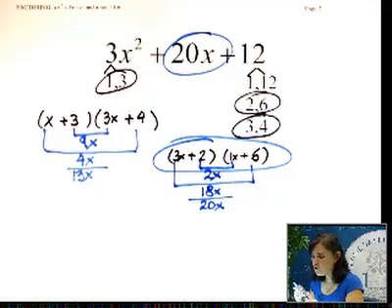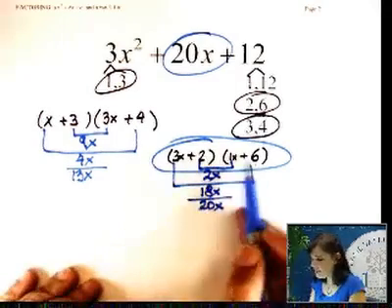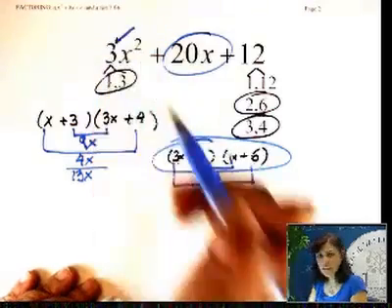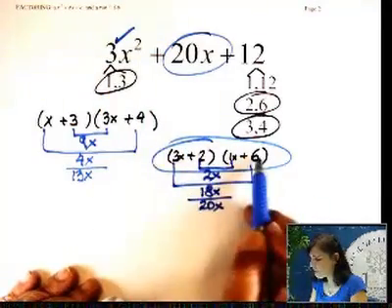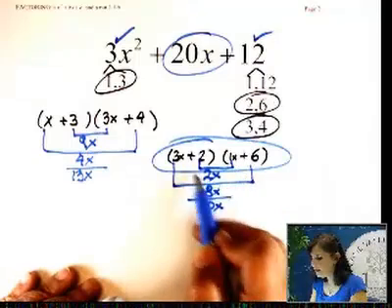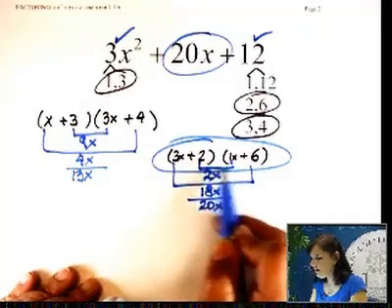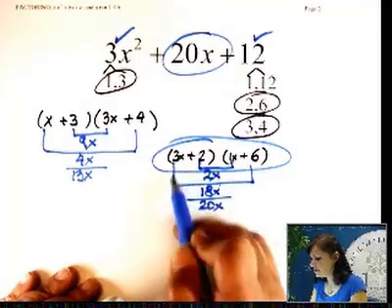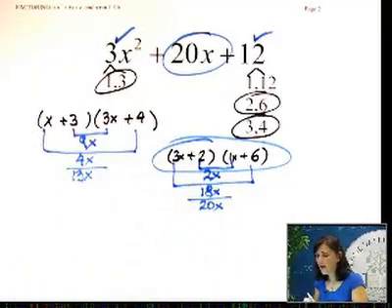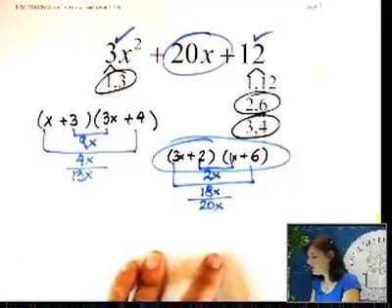You see that I'm only checking the middle term because I know that 3x times x is 3x squared. That is a given. And the last one is 2 times 6, that's 12. That's also a given. The only one that I'm playing with is the middle one, which is this times this plus this times that. Inside, outside. This is always the case. And I hit it on the second trial.